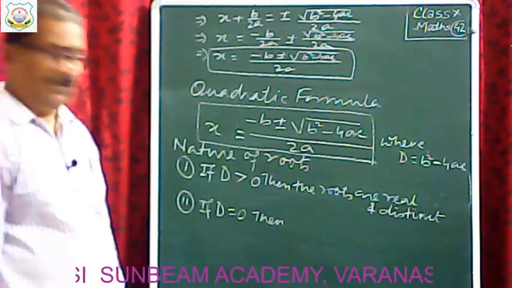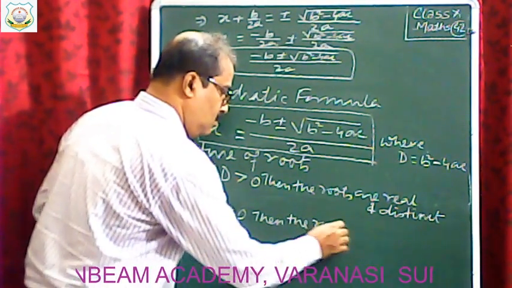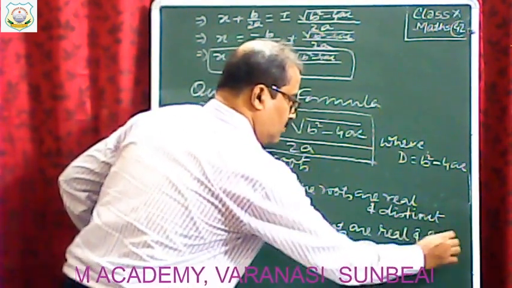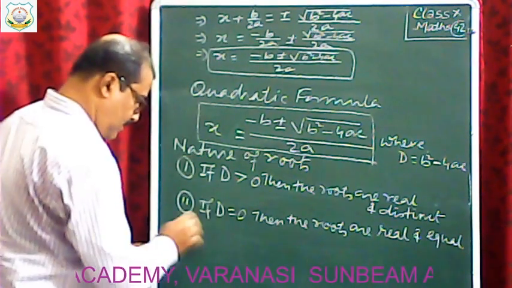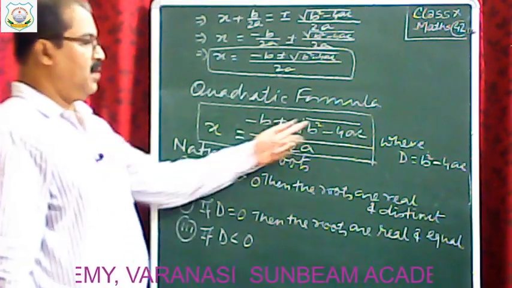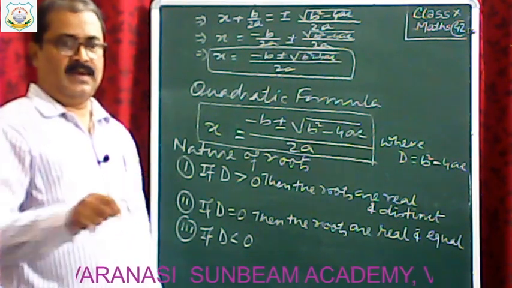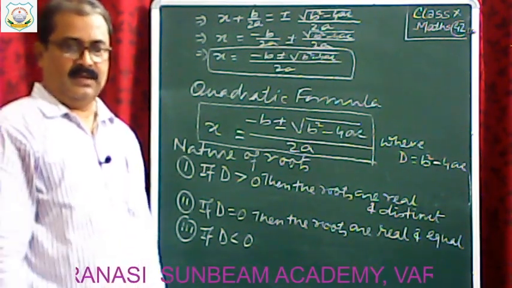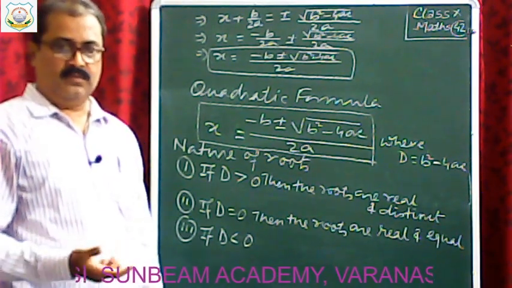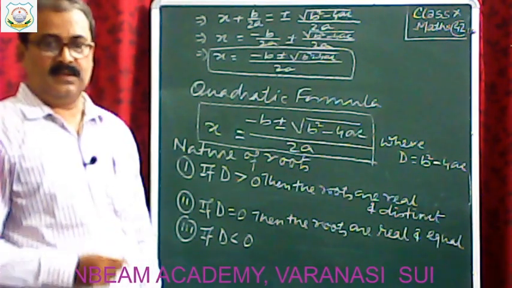Means roots are equal. If d equal to 0, then the roots are real and equal. And third, if d is less than 0, square root less than 0 means negative number. If square root of minus 5 we have, then that is not a real number, because you know the definition of real number. If square of a number is positive, the number is known as real number.